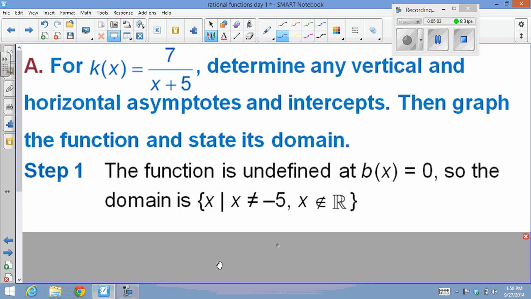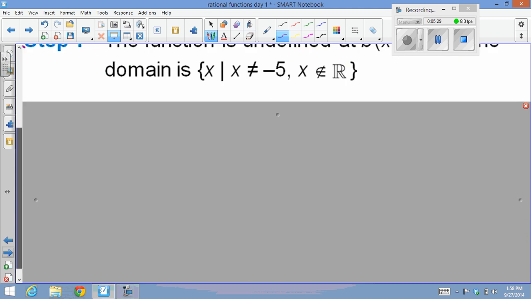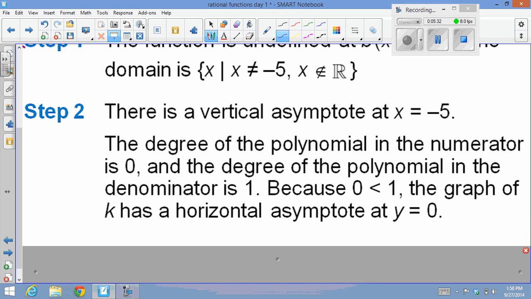Then I need to figure out my vertical asymptote. I find it by setting the denominator equal to 0, which would be x equals -5. So my horizontal asymptote is y equals 0, and my vertical asymptote is x equals -5. I would suggest you copy down the equation because I didn't put it on the next slide. So I have k of x equals 7 over x plus 5. And that's what I just said about the vertical asymptote being at x equals -5. And since the top is smaller than the bottom, y equals 0 is my horizontal asymptote.